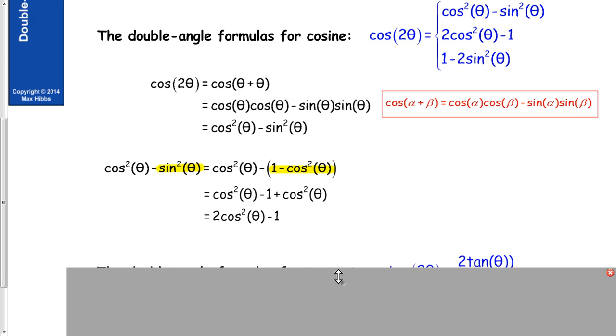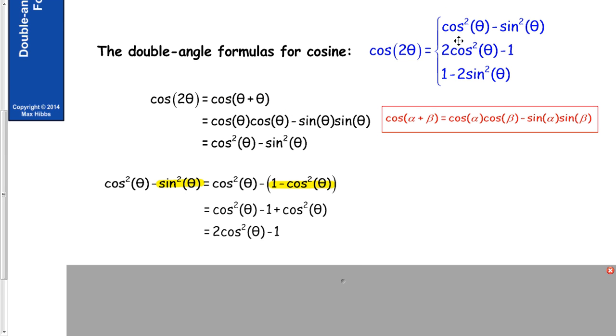And of course, that's the second one. We would do a similar thing to get 1 minus sine squared theta. What we would do, instead of replacing sine squared theta here, we would replace cosine squared theta with 1 minus sine squared theta, and it would result in us getting 1 minus 2 sine squared theta.